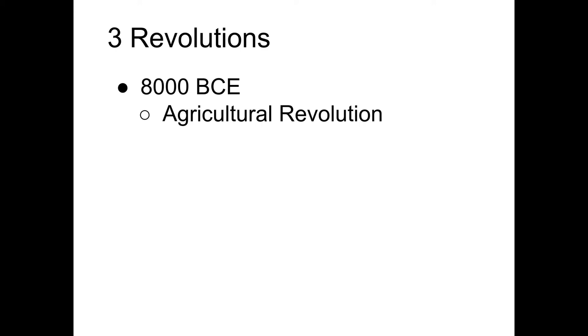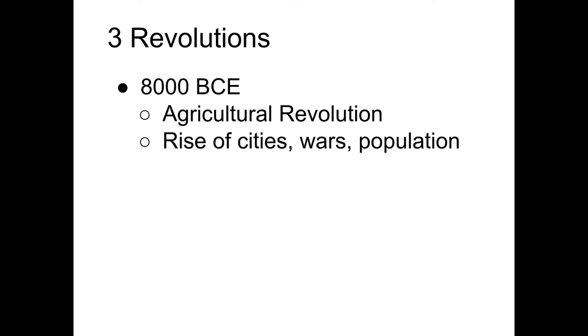Okay, the three revolutions. The three revolutions represent three periods in human history when the population growth rate increased. Once the population growth rate increased, the actual population increased. So we've got the first one about 8,000 before Common Era, the agricultural revolution. People transitioned from hunting and gathering to agriculture. It led to the rise of cities and wars and massive increase in population. Prior to the ag revolution, the population was around 500,000, the entire population of Earth. All the humans on Earth, about 500,000.